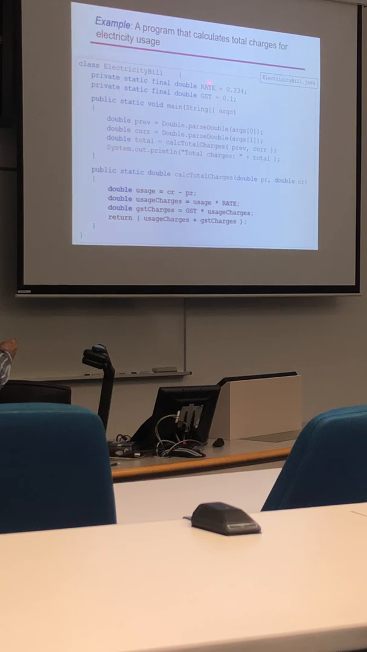You have defined two constants, one for rate, one for GST. After that, you use the command line argument to read in the first value and assign it to previous. You use the command line to read in the second value. The values entered using the command line are of string type, so you need to convert them to double before you can assign them to previous and current. After that, you call a method to compute the total charges by passing in the values of previous and current to PR and CR respectively.